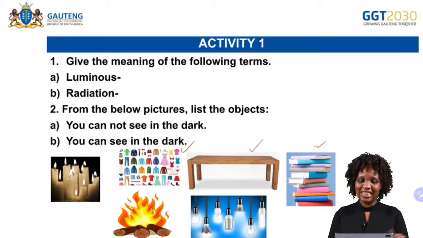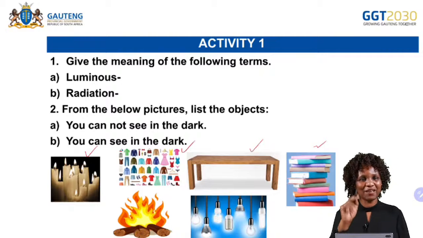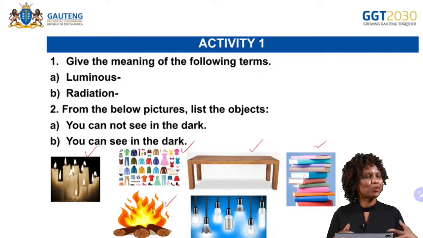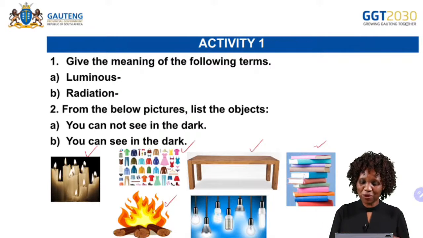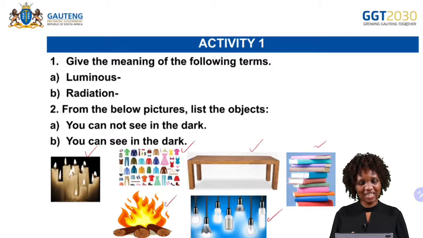Okay. And then what about burning candles? You can see burning candles in the dark. And what about fire? You can see the fire in the dark. Why? Because it is luminous. It is emitting light. What about the bulbs? Can you see bulbs in the dark? Yes, you can see glowing bulbs in the dark.